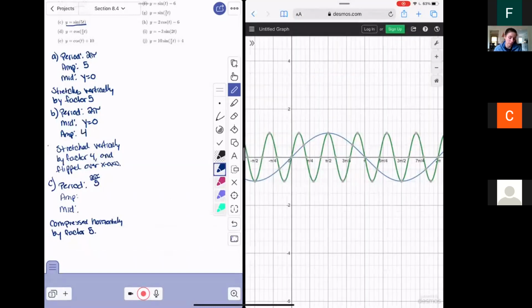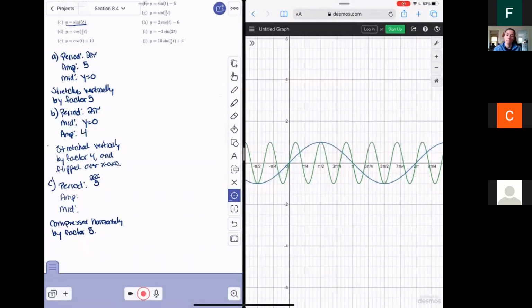But if you did not have Desmos, you would go through that logic that I just explained, that we're compressing it horizontally by a factor of 5. So our period is going to be divided by 5. So it'll be 2 pi divided by 5. If it were being stretched horizontally by a factor of 5, would we multiply by 5 then? Yep, exactly.